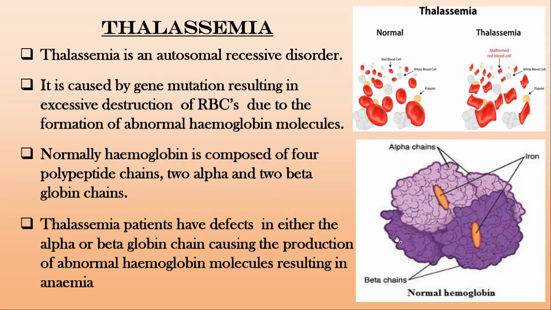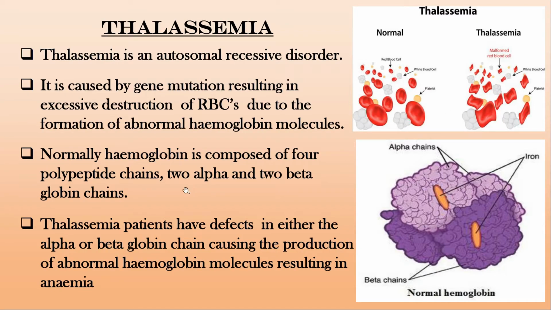Thalassemia. Thalassemia is an autosomal recessive disorder. Autosomal means chromosomes other than the sex chromosome, and it is caused by a recessive gene. It is caused by a gene mutation resulting in the excessive destruction of RBCs due to the formation of abnormal hemoglobin molecules. So destruction of RBC takes place because of the abnormal hemoglobin molecules.